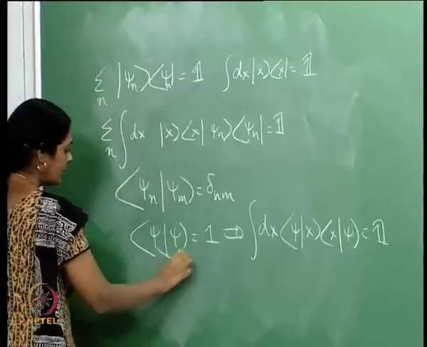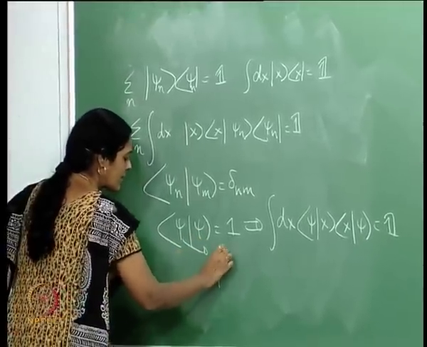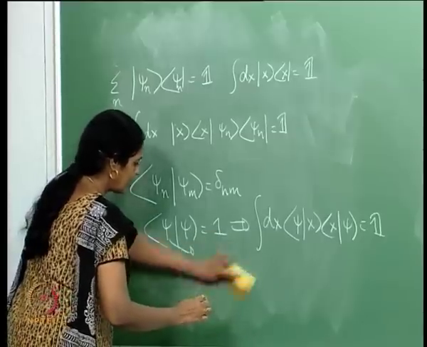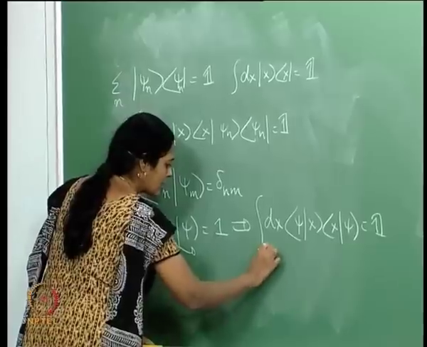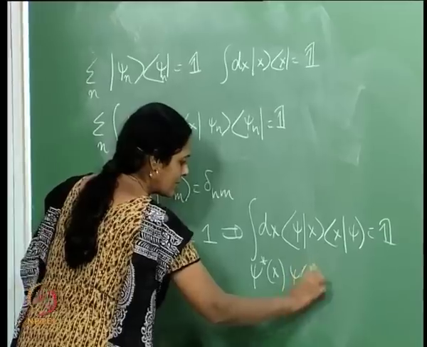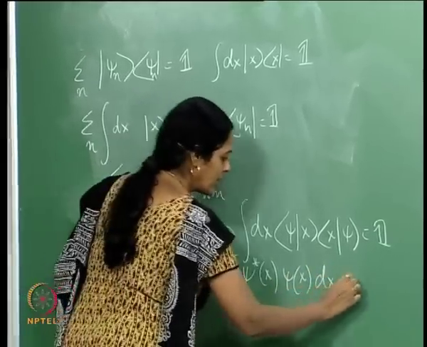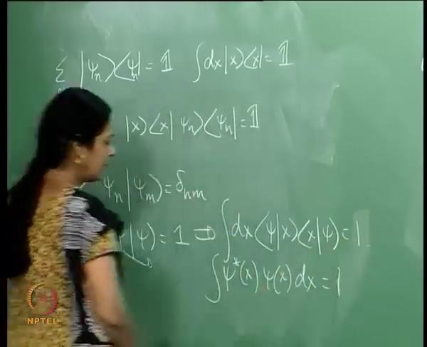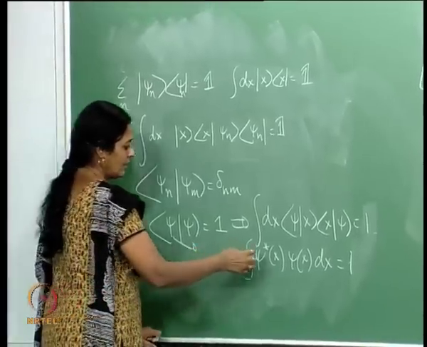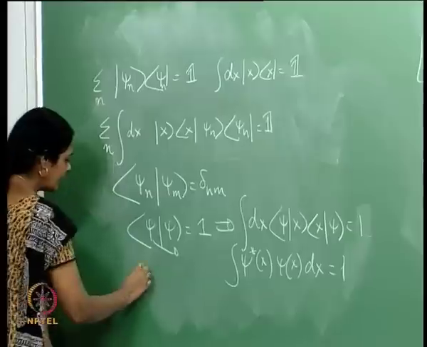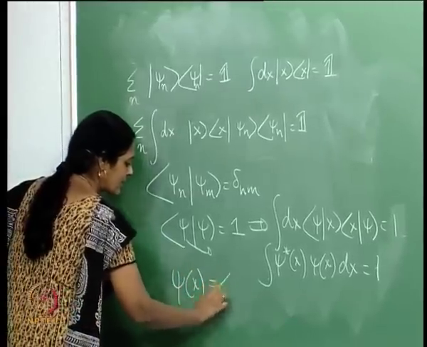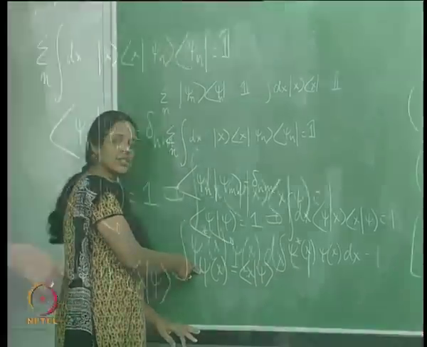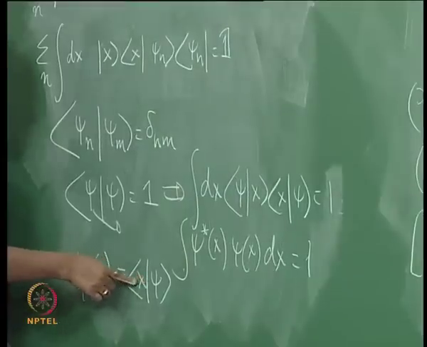But I know the following. This is to be understood as the integral over x of psi star of x psi of x dx, which is 1. It's simply 1, not the identity operator, it is 1. Therefore, I write psi of x as the object ⟨x|psi⟩. In other words, I have written the state psi in the position representation.